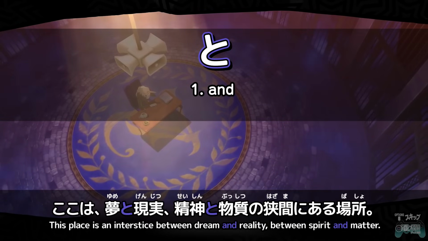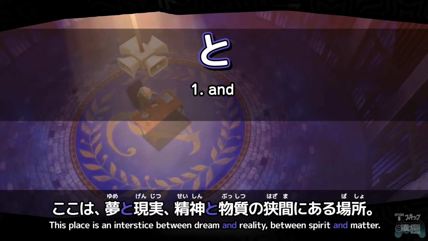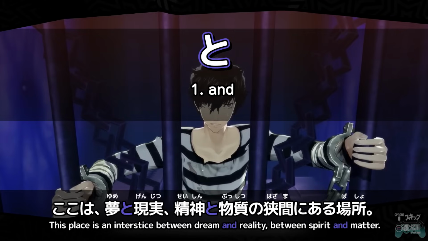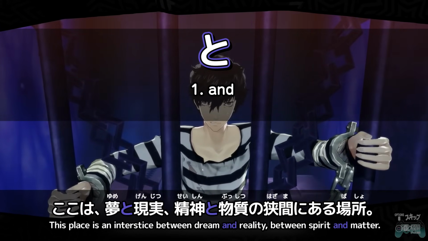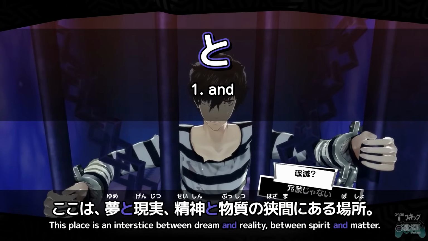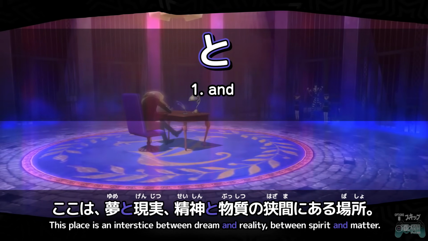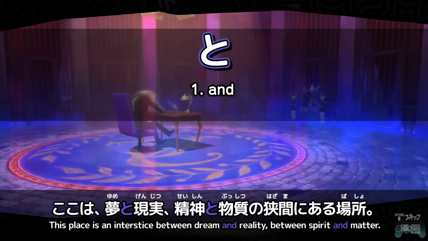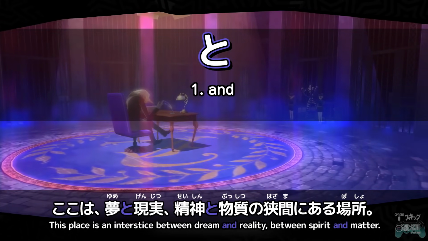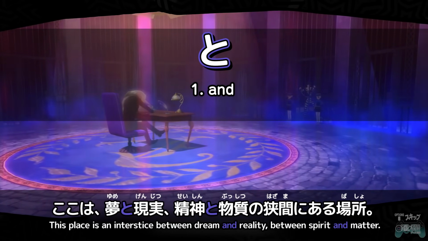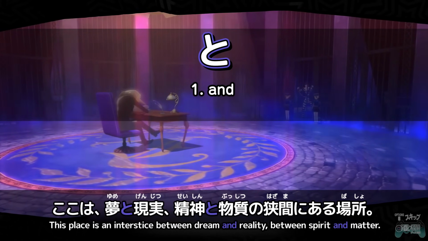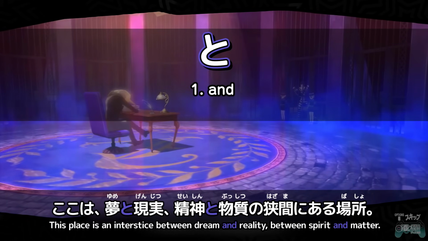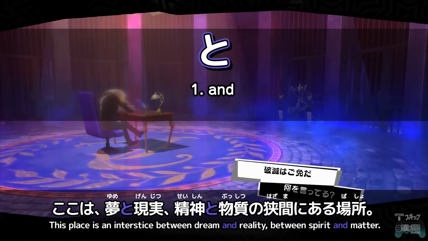You are not mentioning anything else or even the possibility of anything else. You're just saying very definitively those are the two things you like. Like here in Persona 5, Igor again here is describing the place that you're in. It's the place that exists between dream and reality. Yume to genjitsu. Spirit and matter. Seishin to bushitsu. So with this use of to, he is very definitively describing what this room is. And it has to do with these four things that he mentioned and four things only.